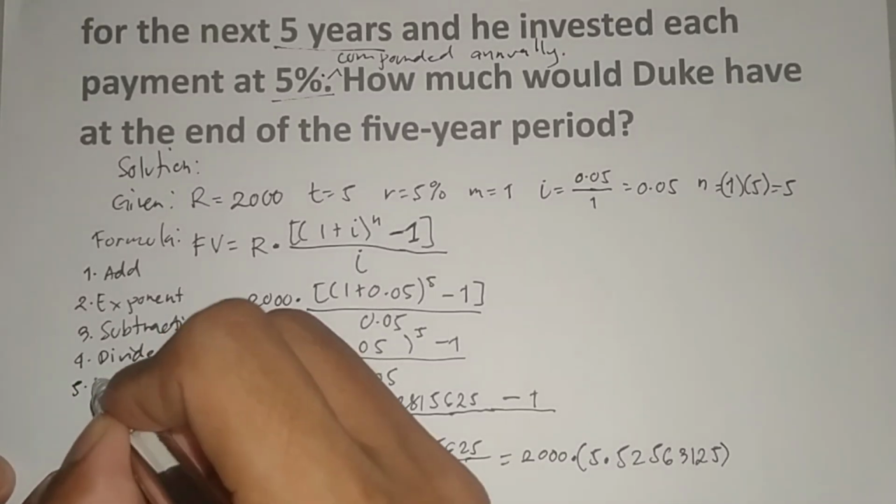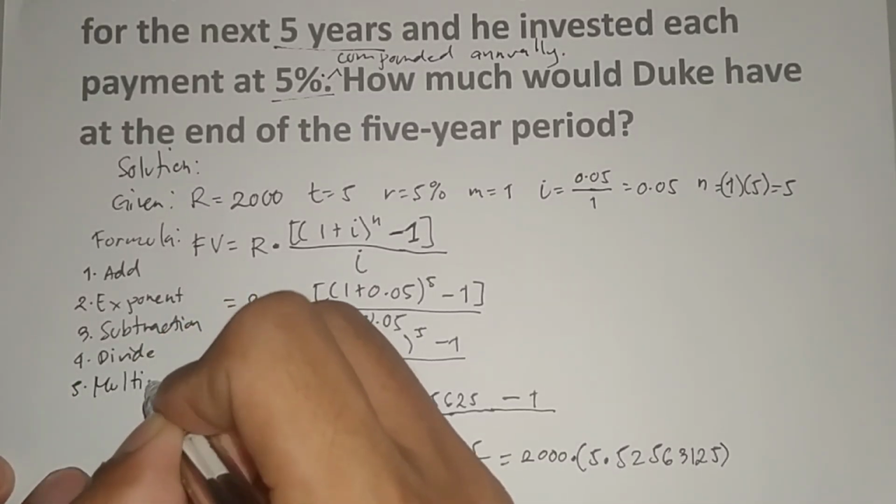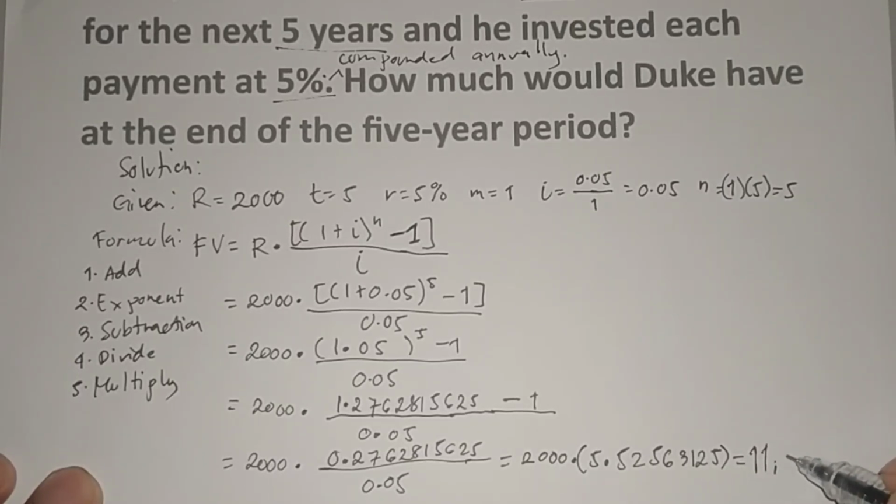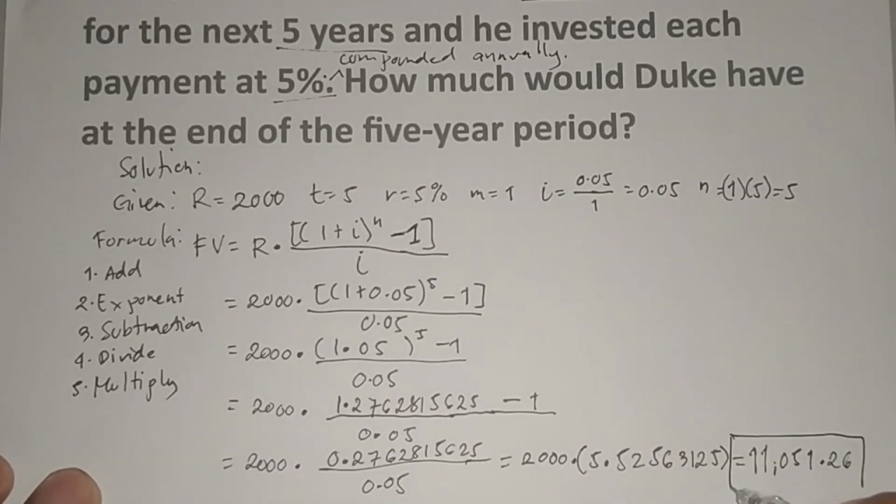The last step is multiply. So 2,000 times 5.52 will result to 11,051 and 26 centavos. Okay, so this is our future value.